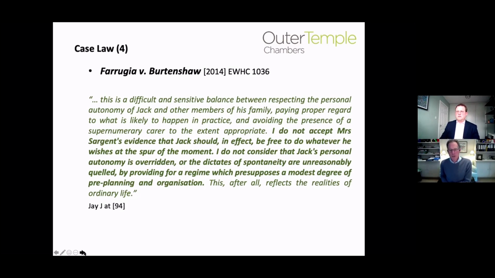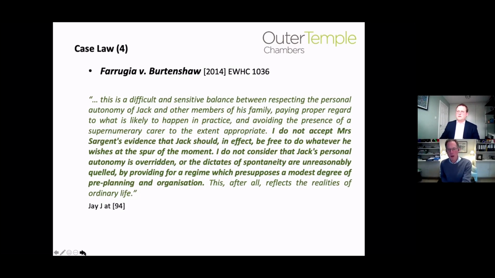So Mr. Justice Jay there was saying that there is a balance to be struck, and certainly if the claimant's needs can be met with a modest degree of pre-planning and organisation, as he put it, then some restriction on the provision of double up care is appropriate.